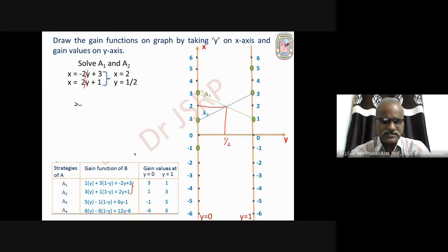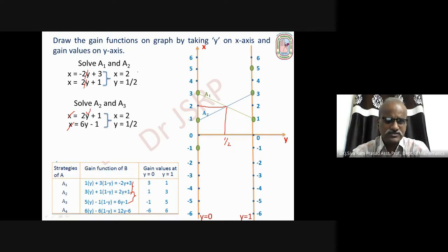Next, similarly solve A2 and A3. Same, x equal to 2y plus 1, and the third line, x equal 6y minus 1. Solve these 2. Subtract, x gets cancelled. So 6y minus 2y, 4y minus 2 equals 0, y equal to 1 by 2. Substitute y equal to 1 by 2 here: 2 into 1 by 2, 1 plus 1, x equal to 2. So we have the same intersection point, 1 by 2 comma 2.